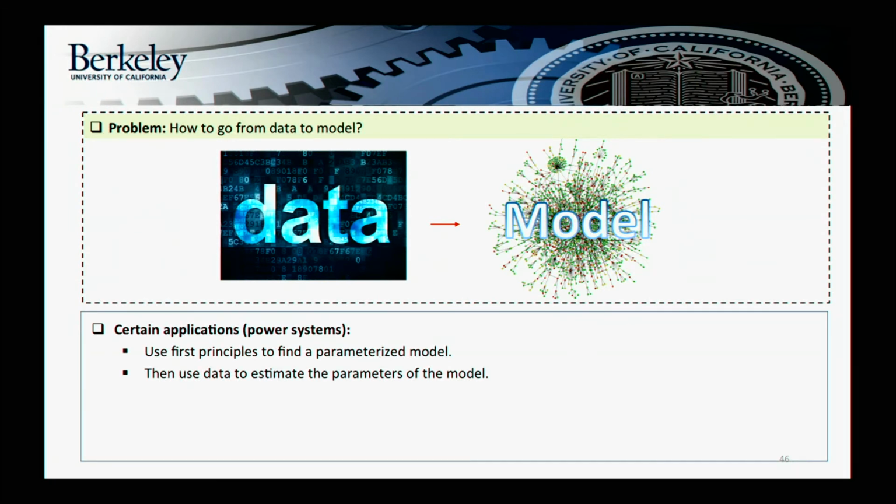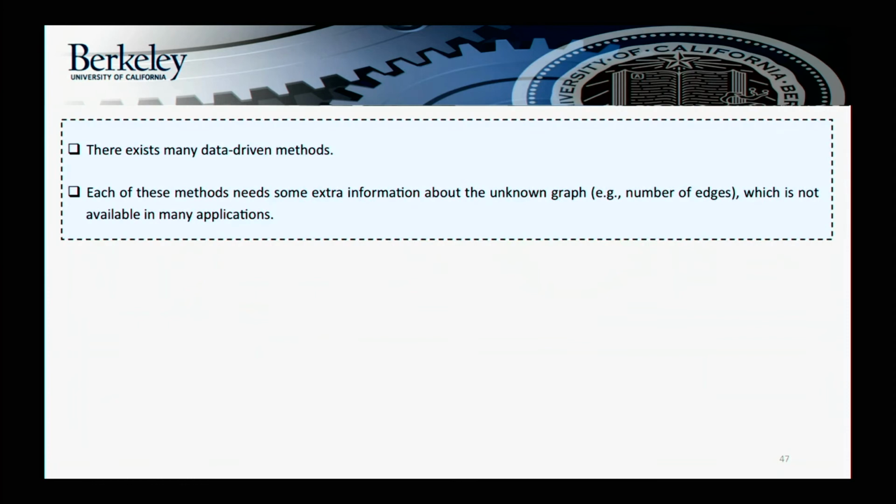For certain applications like power systems, we can use first principles to find the model, and then we use the data to estimate the parameters of the system. But there are other applications, for example in neuroscience, for the brain, where there is no first principle. So we need a purely data-driven method to estimate the Gaussian graphical model.